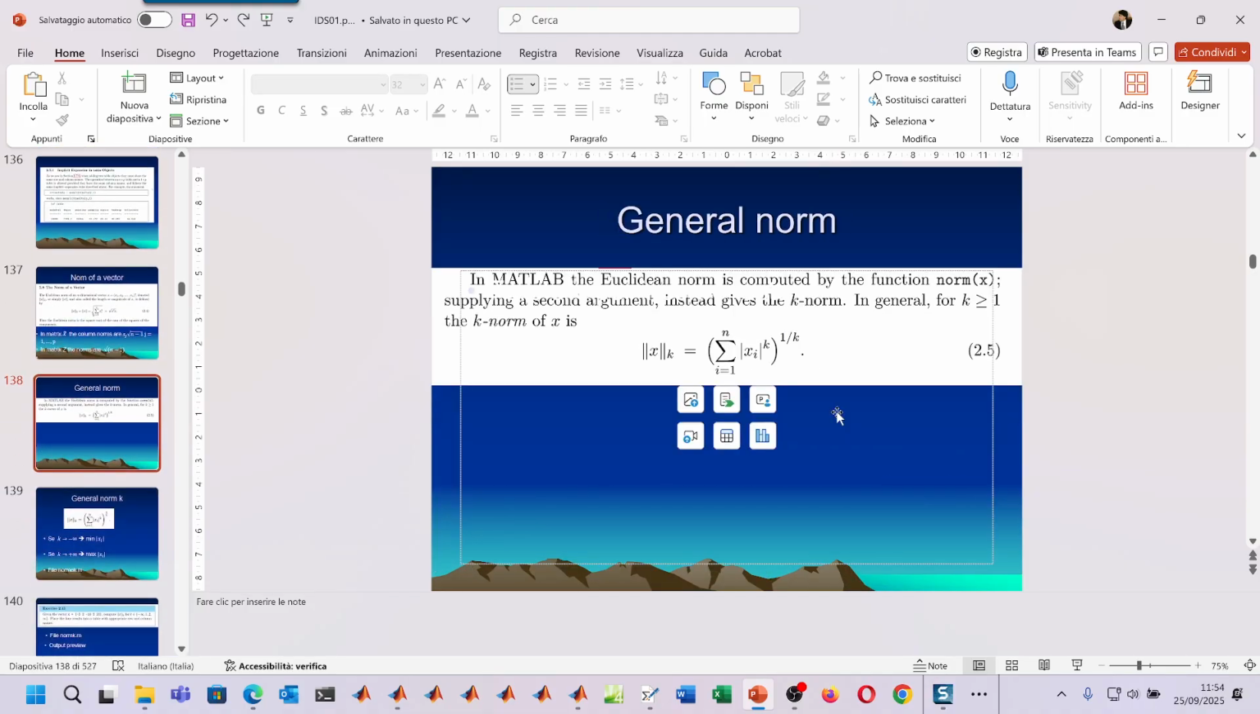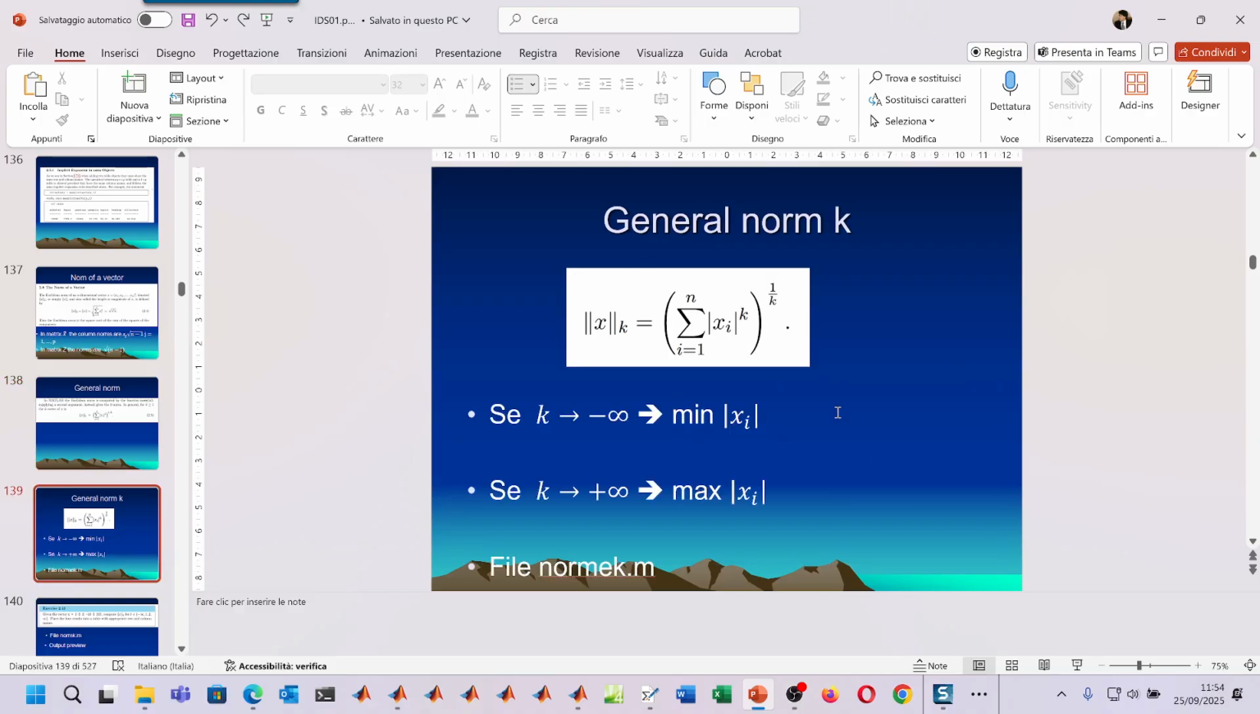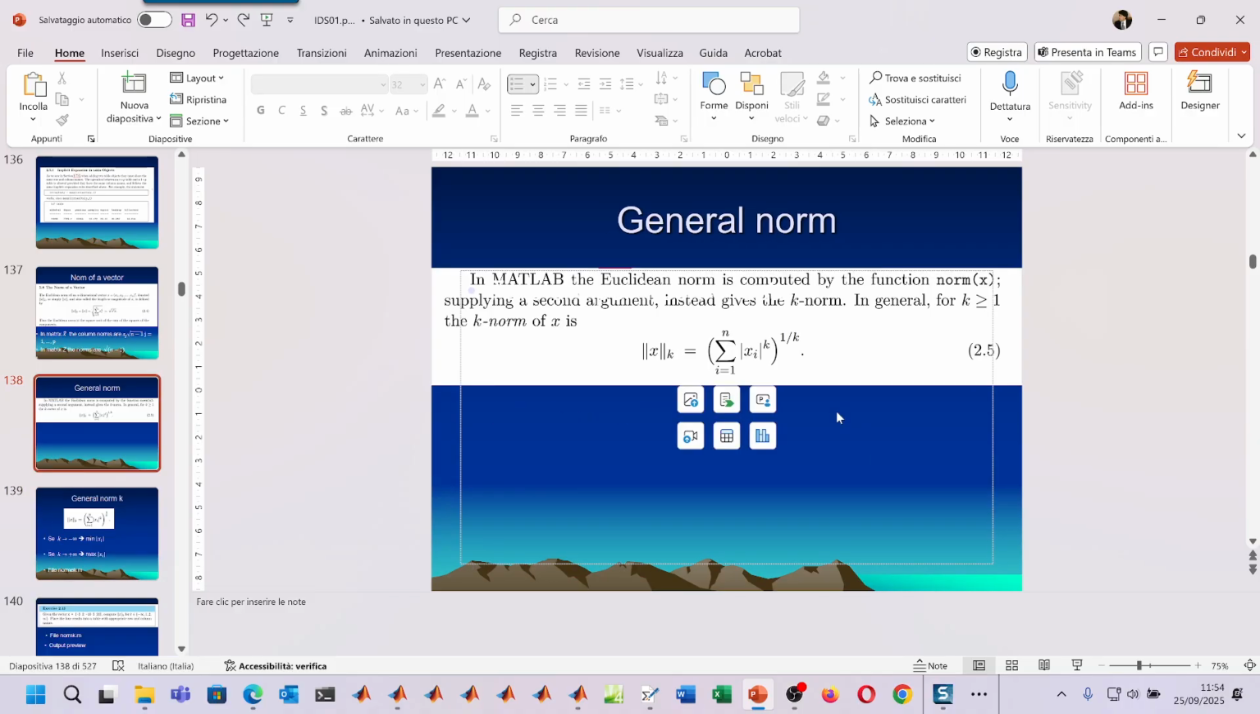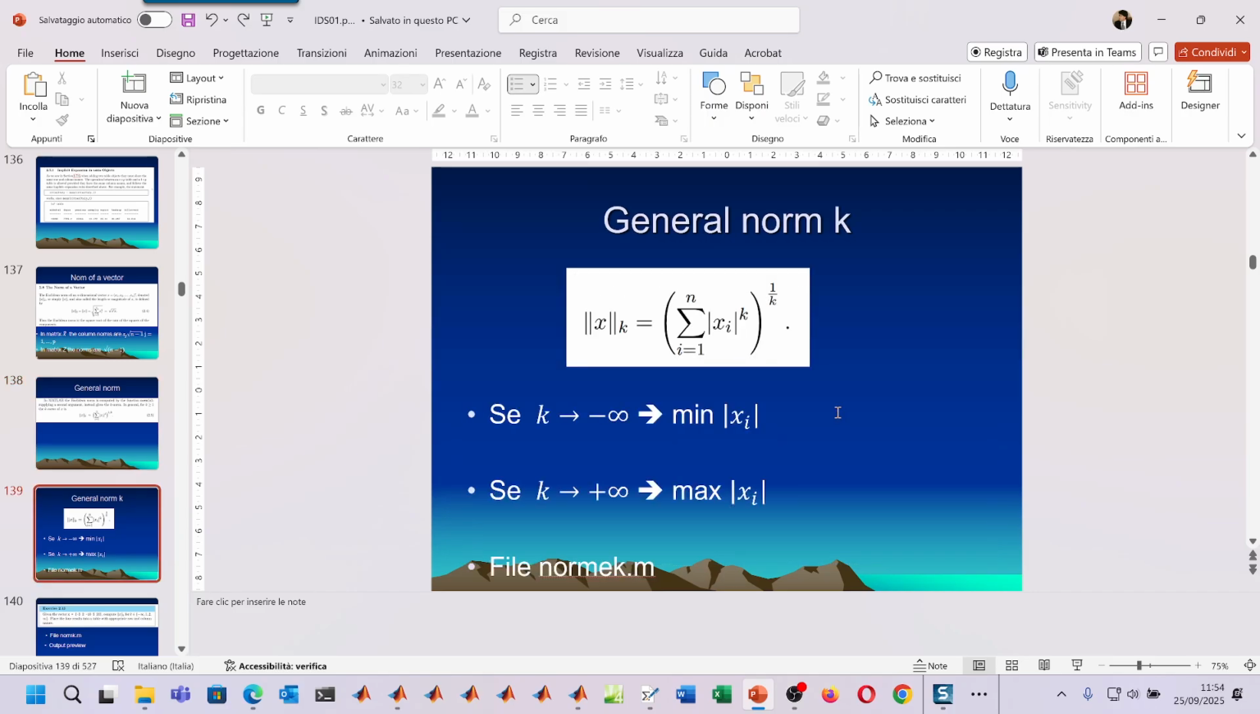Now, the general norm is that you raise all the elements to a power k and then you take the power 1 over k. Now, for the general norm, what happens when k goes to plus infinity? You end up with the maximum.